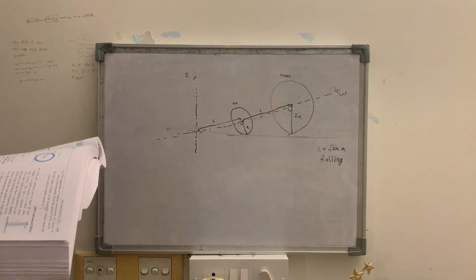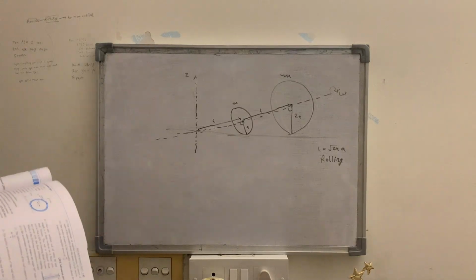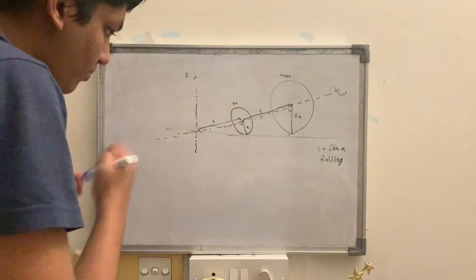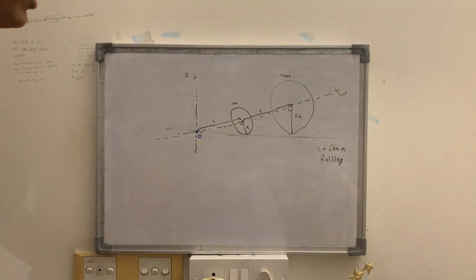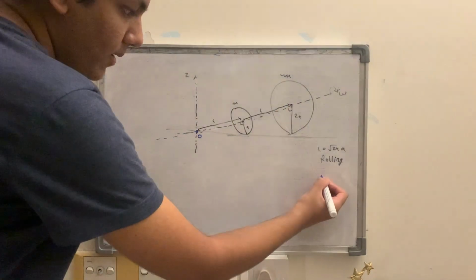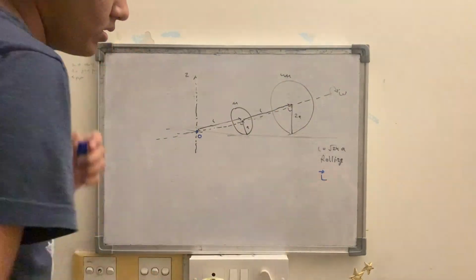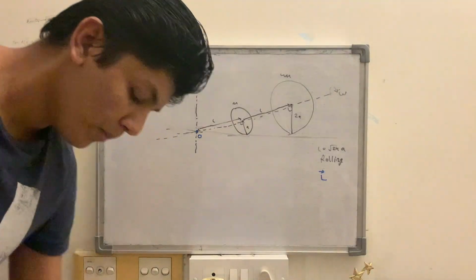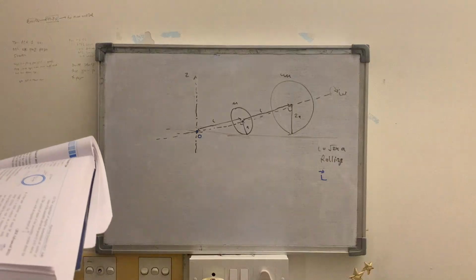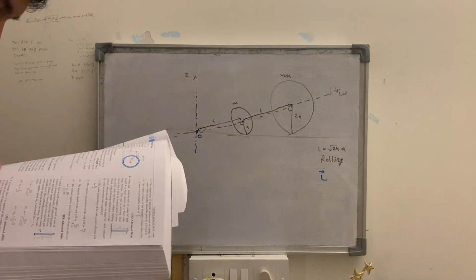The angular momentum of the entire assembly about the point O, so this is the point O, is given to be L. We'll have to find this angular momentum about the point O. Which of the following statements is or are true?